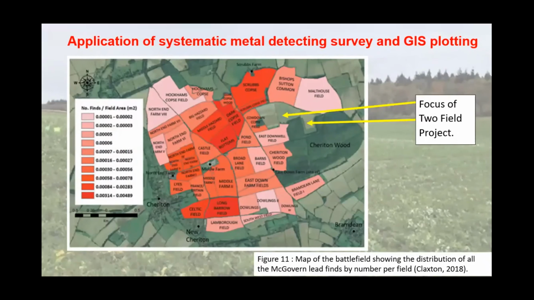The two-field survey was built on previous archaeological work carried out on the Battle of Cheriton site. An early investigation was conducted by father and son metal detectorists James and Martha McGovern, who between 1974 and the late 1990s detected over a large part of the commonly defined battlefield. The work they undertook did not conform to any presently accepted battlefield methodology. At the time of their survey, some of these methodologies did not exist.